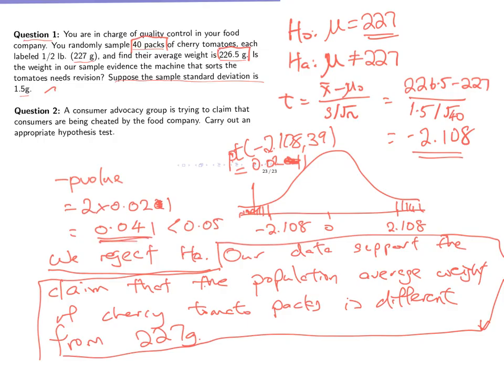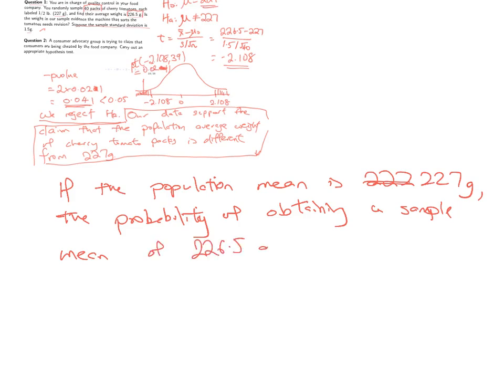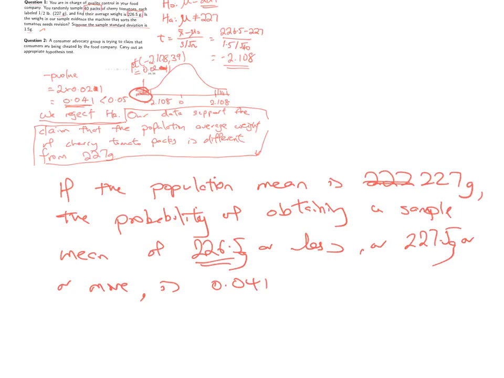I'm going to spend some time talking a little bit about this p-value of 0.041. This p-value is telling us the following: if the population mean is actually 227 grams, the probability of obtaining a sample mean of 226.5 or less, where the difference between this and the null is 0.5, or in the other direction 227.5 grams or more, is 0.041.